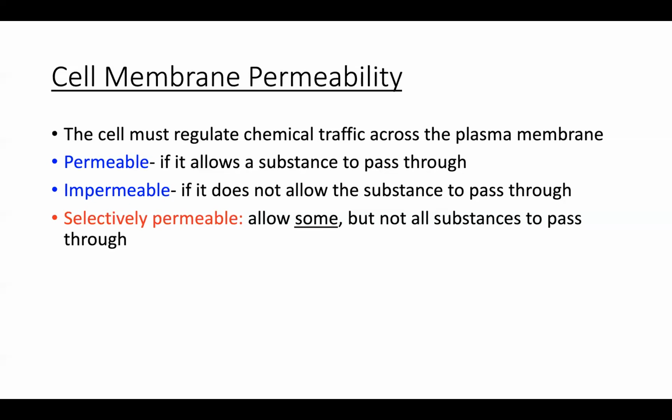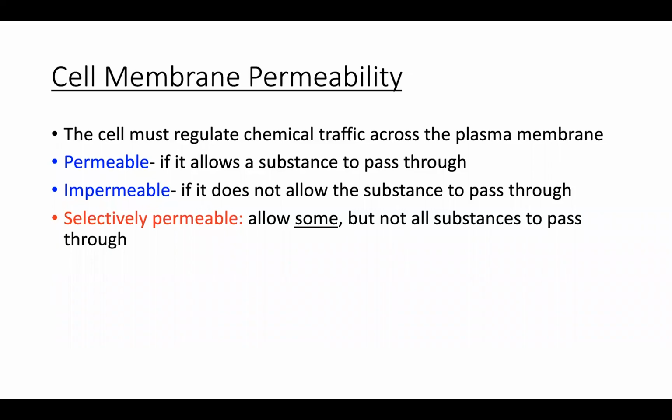And so these structures that are responsible for regulating the passage of traffic can be classified as either permeable or impermeable, right? If a structure is permeable, by definition, write it down, permeable means that it's going to allow substances to pass through it. If a structure is impermeable, it does not allow substances to pass through.